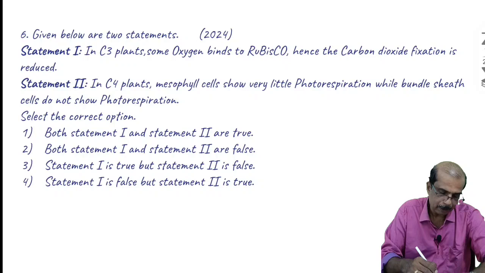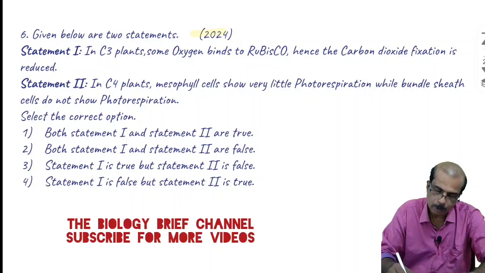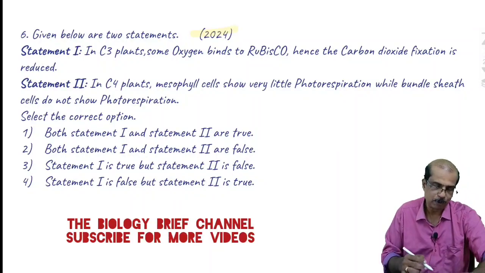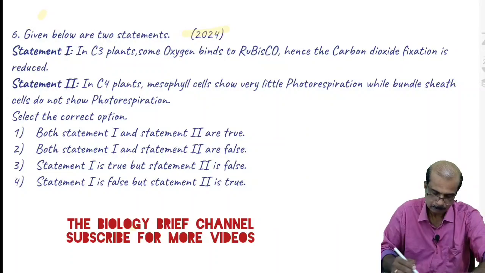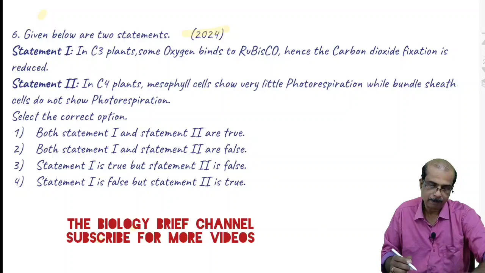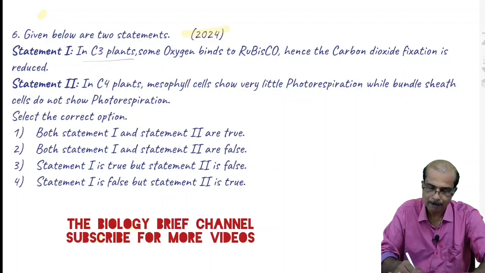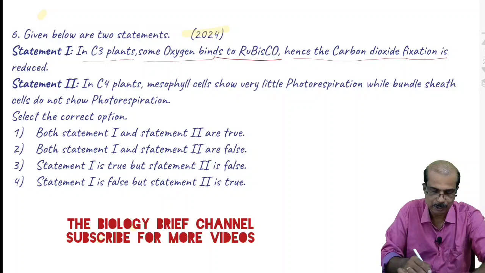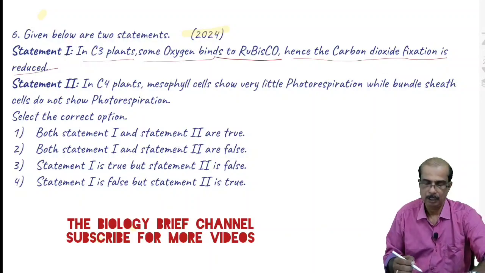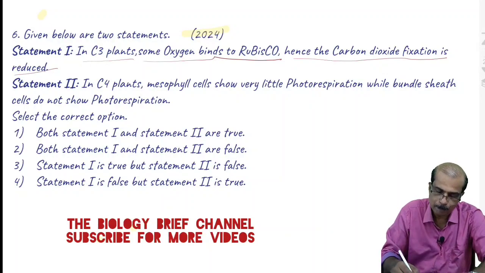Asked during 2024. Statement type question. Statement 1: In C3 plants, some oxygen binds to rubisco. Hence, the carbon dioxide fixation is reduced. Here, rubisco binds with oxygen.